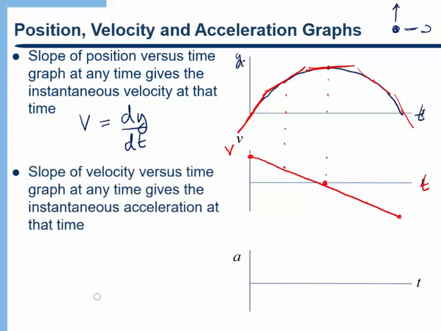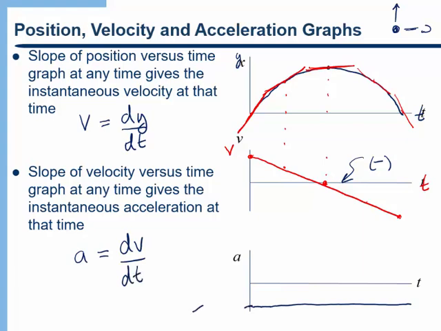Now we also have learned that the slope of the velocity versus time graph at any time gives us the instantaneous acceleration. Notice that the slope of this graph is negative, and it's also constant. It doesn't change. So our acceleration versus time graph would look like this. It's at some constant negative value. For those of you who have had physics before, you know what that value is. That's what we call the acceleration due to gravity, or negative 9.8 meters per second squared.